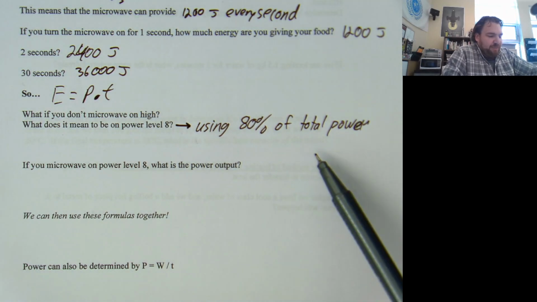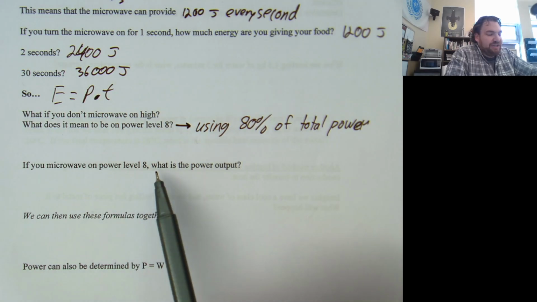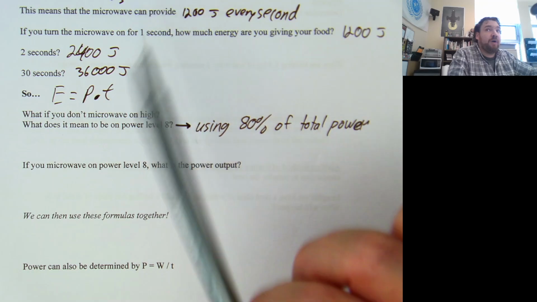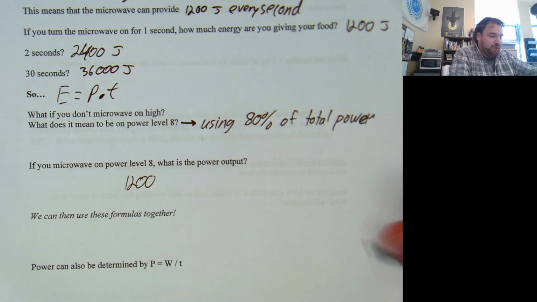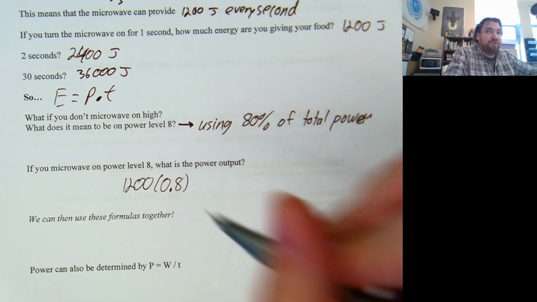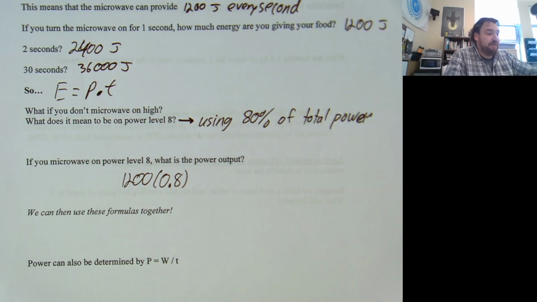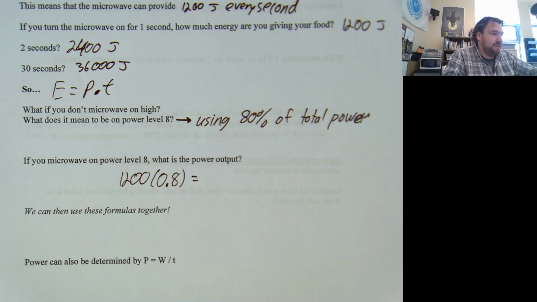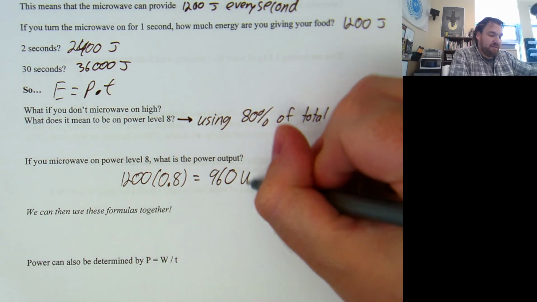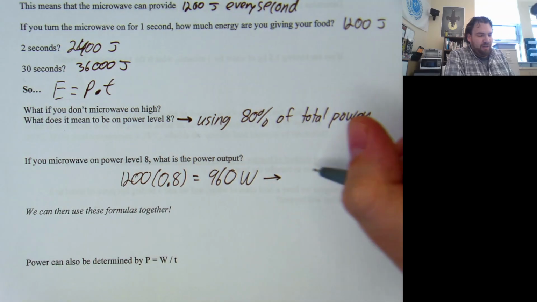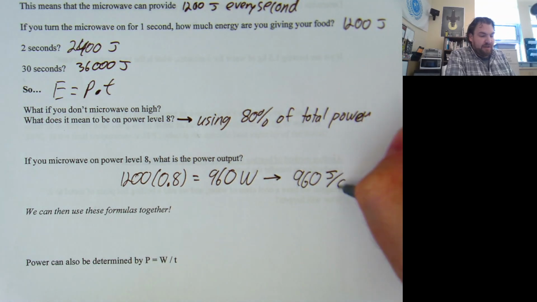So using 80% of the total power. If you microwave on power level 8, what is the power output going to be of the 1200 watt microwave? Well, you're taking the 1200 watt microwave and you're only allowing it to produce 80%, or 0.8 of the available power. What is 80% of 1200? Or what is 8 times 12? 80% of 1200 is 960 watts. What that means is, if you recall, it's going to be 960 joules every second.